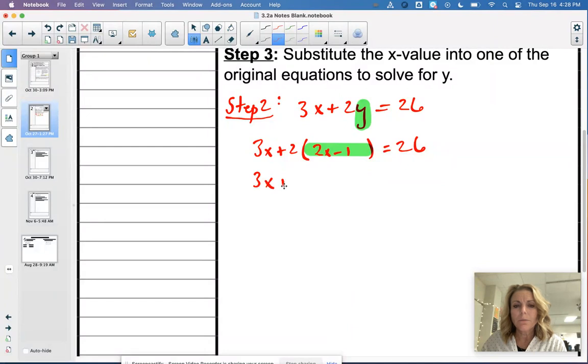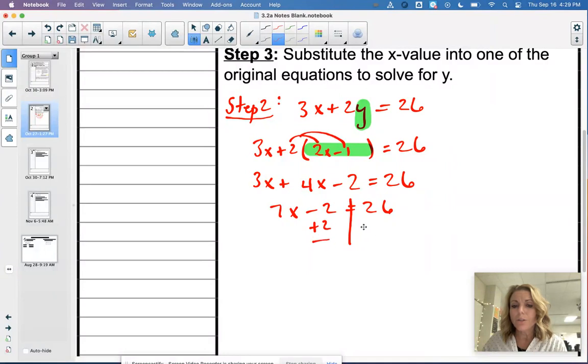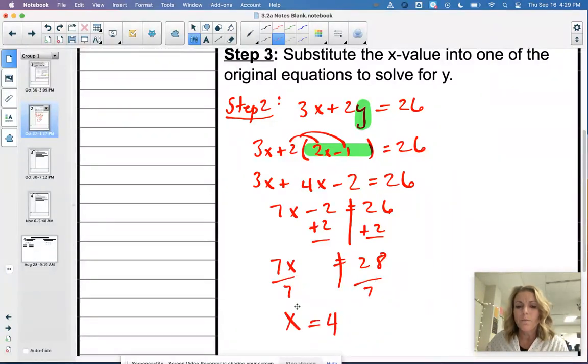So we have 3x plus, we have to distribute that 2. That gives us 4x minus 2 equals 26. Combine like terms on the left, 3x plus 4x is 7x. And then I'm solving for x. So we add 2 to both sides. We get 7x is equal to 28. Divide by 7 on both sides, x is equal to 4. We have our x value.